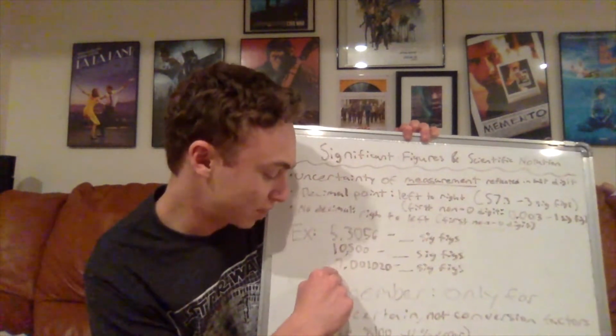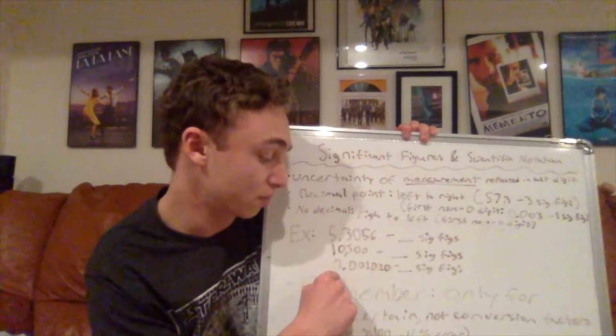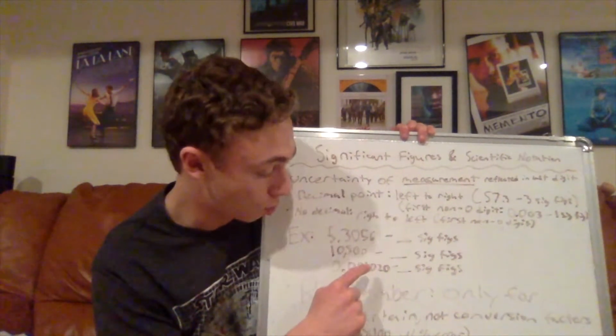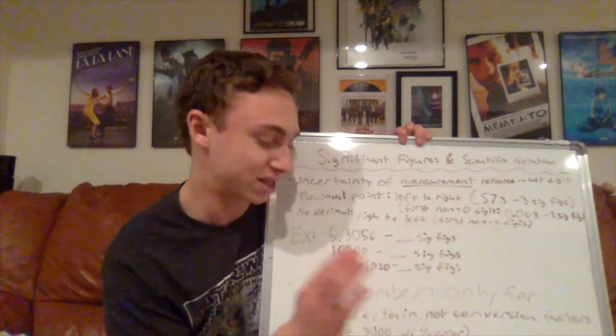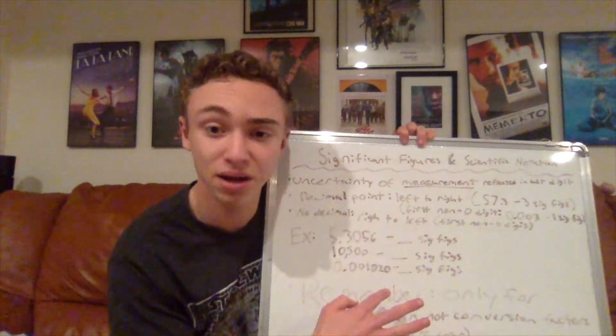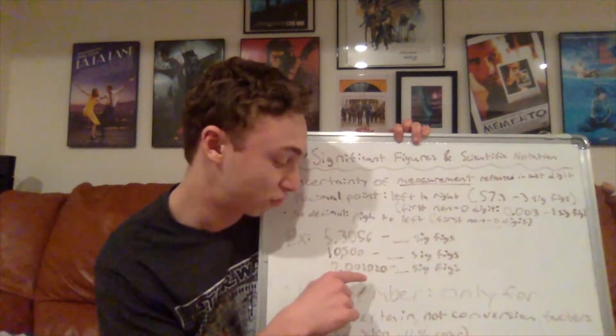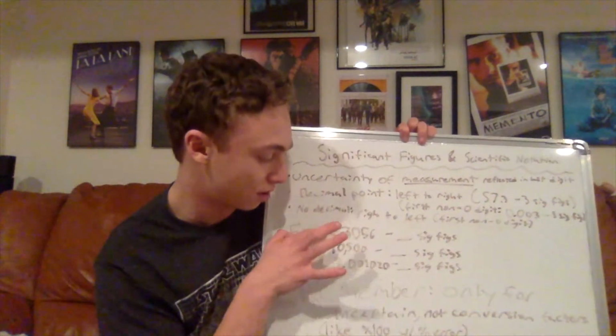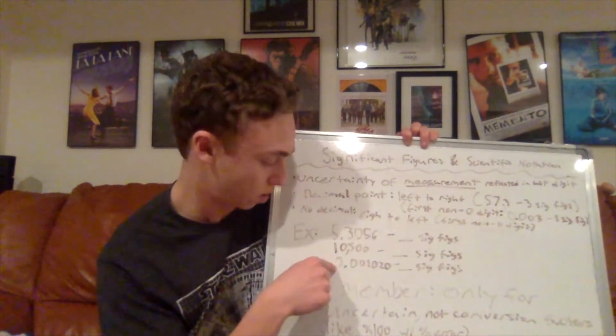And then we have this one. Decimal present, so we're going to start from the left. 0.0001020. Let's start with the 1: 1020. So that's 4. Even if there's a 0 at the end, you can include that. So there are 4 significant figures, the 1020. So to recap, there's 5 here, 3 here, and 4 here.